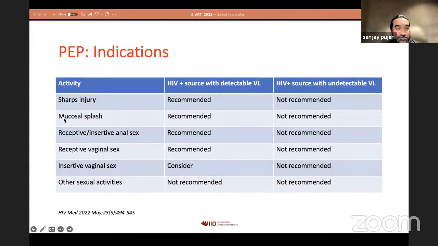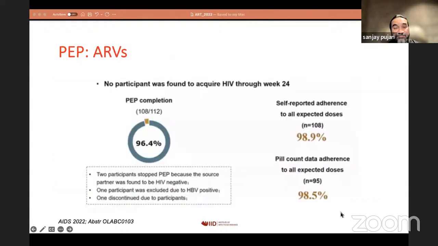As far as occupational post-exposure prophylaxis is concerned, if there is a sharps injury or mucosal splash, and if the source patient has a detectable viral load, then it is recommended. For sexual activities, receptive and insertive anal sex, receptive vaginal sex, and maybe insertive vaginal sex, it may be recommended. But even in this context, if the source patient is undetectable, then you don't need to use post-exposure prophylaxis. Remember, we talked about U equals U when we talked about treatment as prevention. In other sexual activities, there is no recommendation for use of PEP.